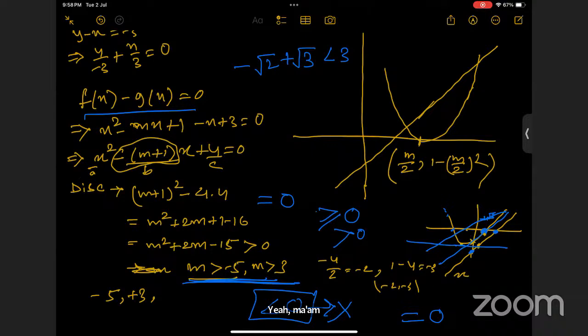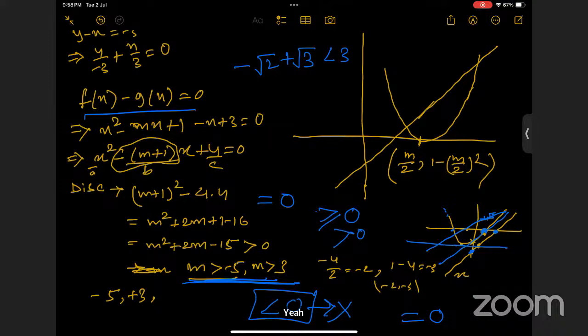Ma'am, it would be less than 0. The discriminant should be less than 0, ma'am. No, not less than 0. This may be equal to 0. Not exactly greater than 0. This may be greater than or equal to 0. Okay, ma'am, we have to prevent them from intersecting. We don't have to intersect them. We have to prevent them from intersecting.